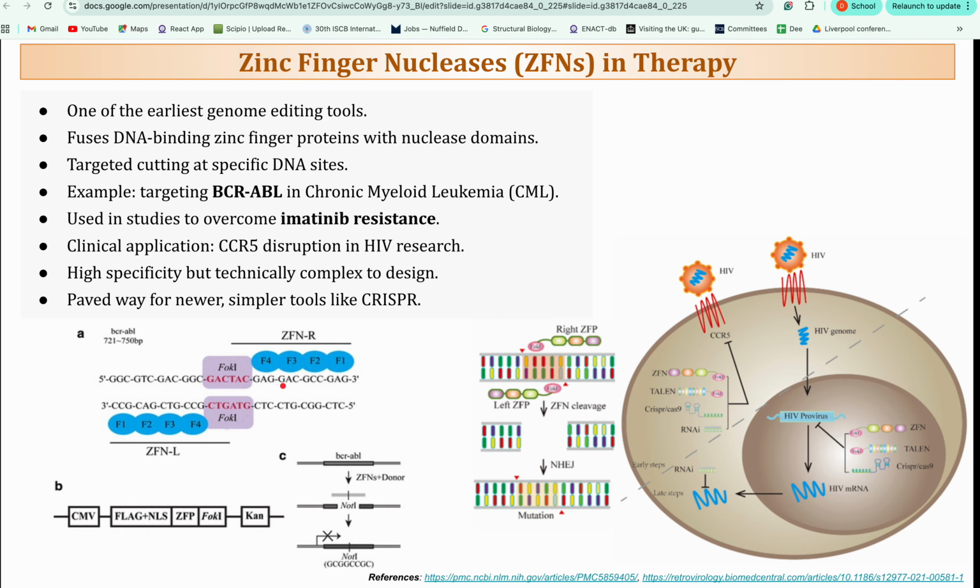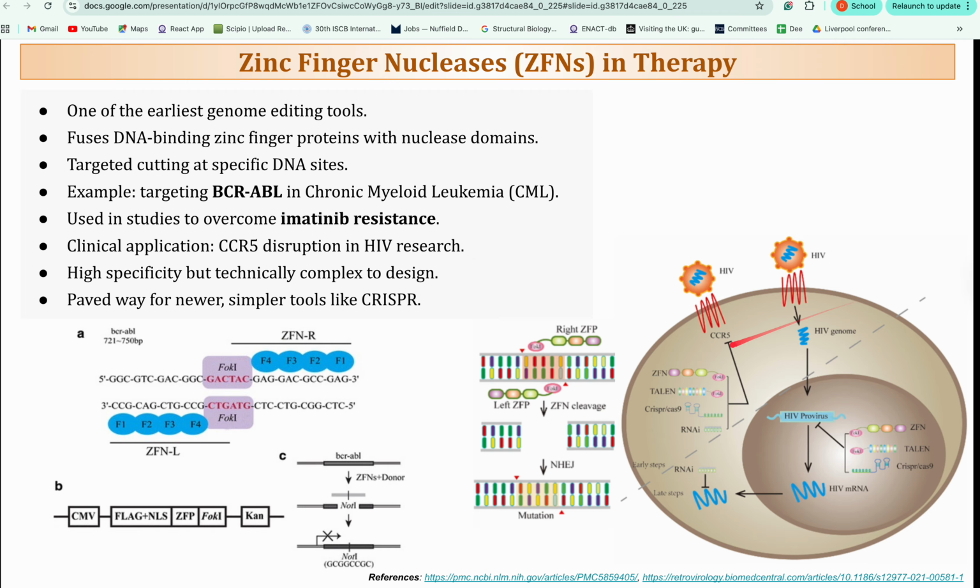So in that way we can design zinc finger proteins in such a way that if we know where we want to target, we can design these zinc finger protein units ourselves, and we can modularly construct this zinc finger nuclease ourselves. An example is targeting of BCR-ABL in chronic myeloid leukemia, used in studies to overcome imatinib resistance. And the clinical application is also in CCR5 disruption in HIV research.